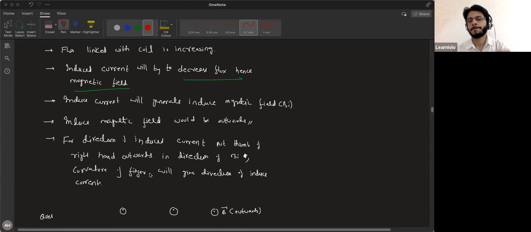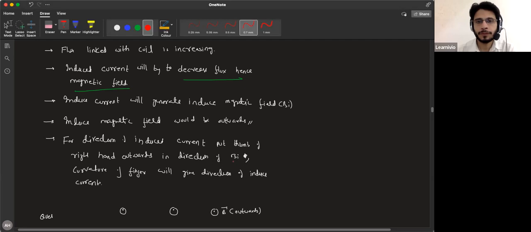So what is it? B_I is the induced magnetic field in the last point. This B_I is the induced magnetic field. B subscript I means induced magnetic field.